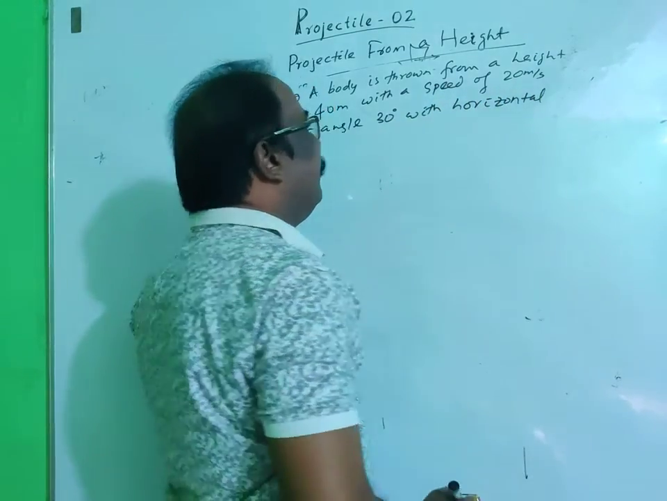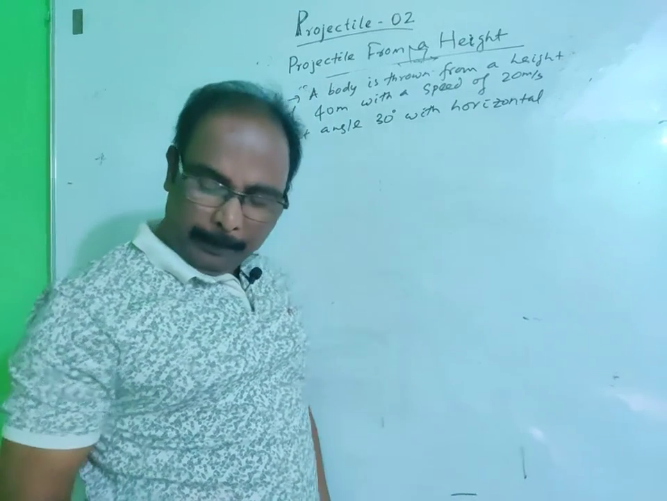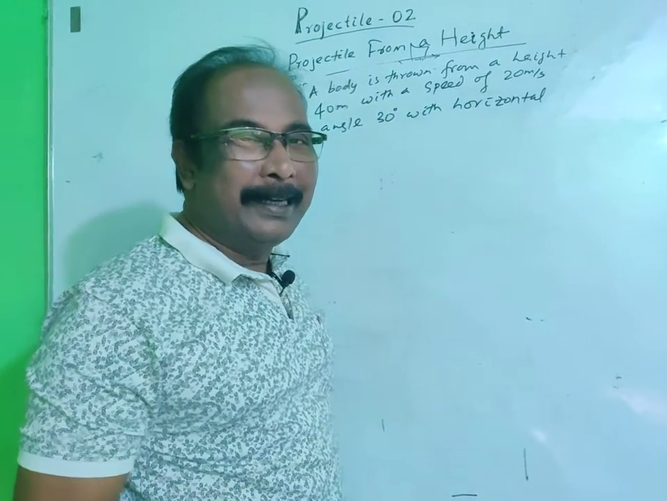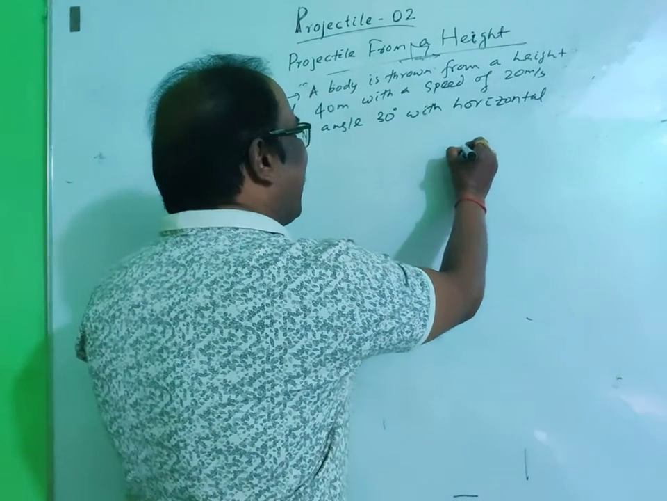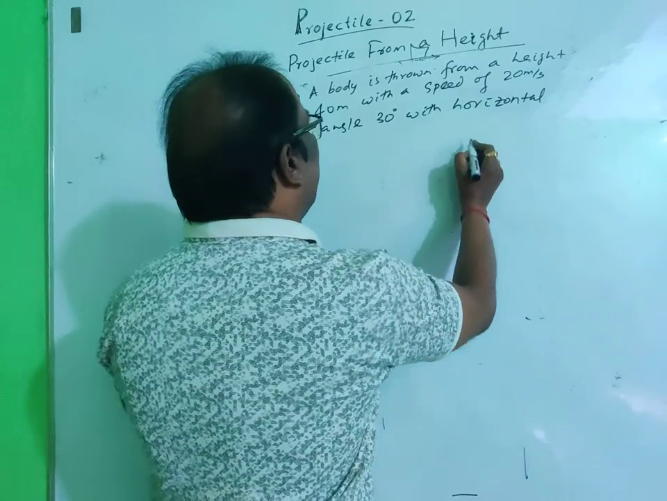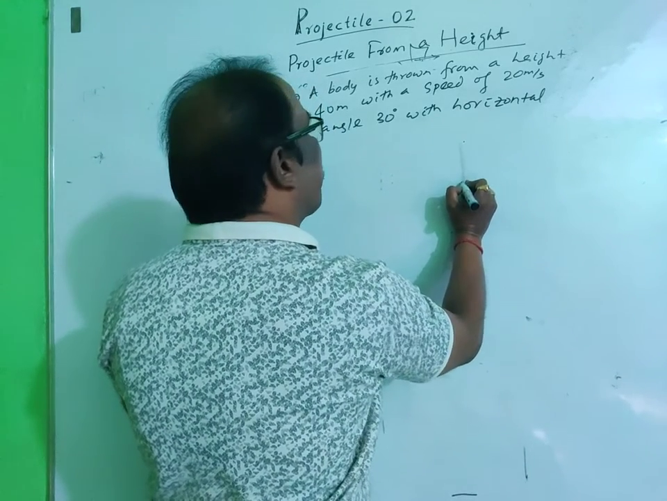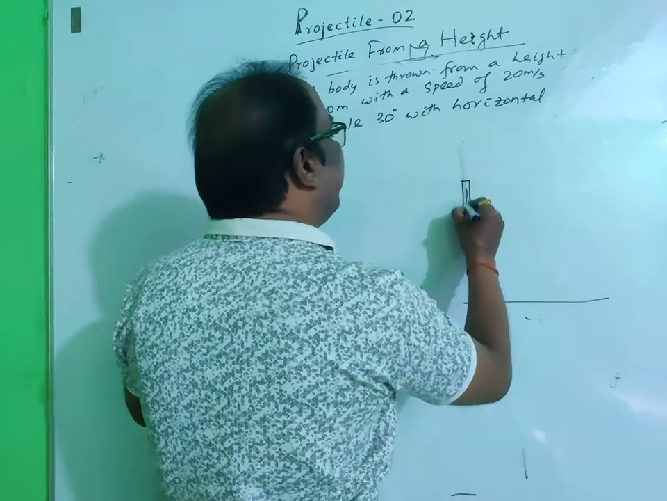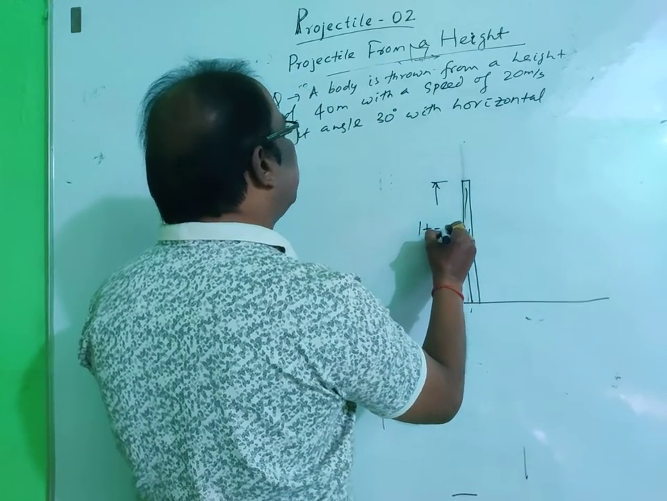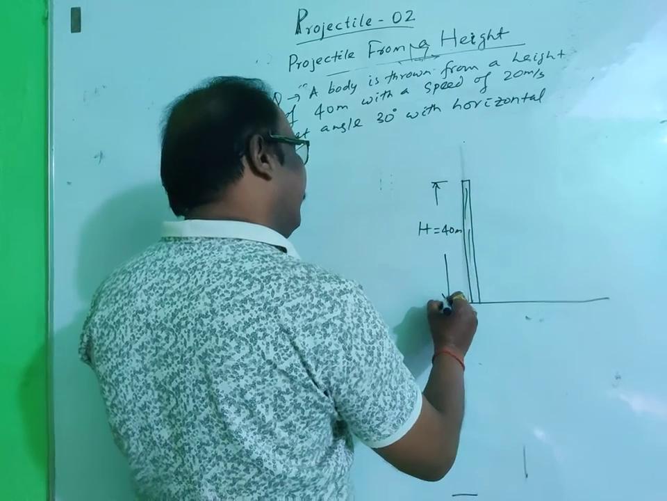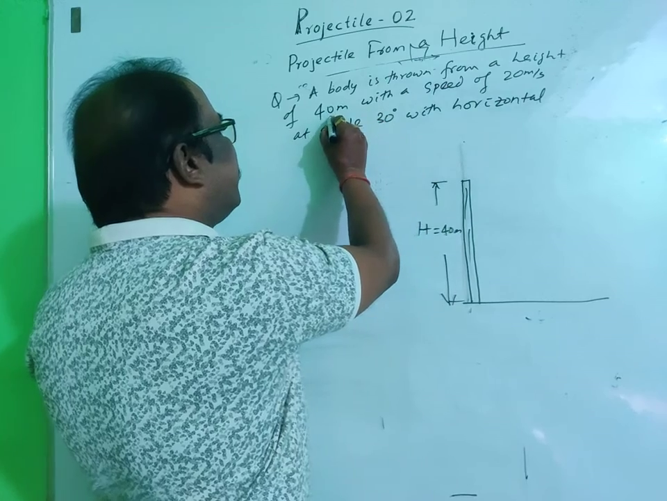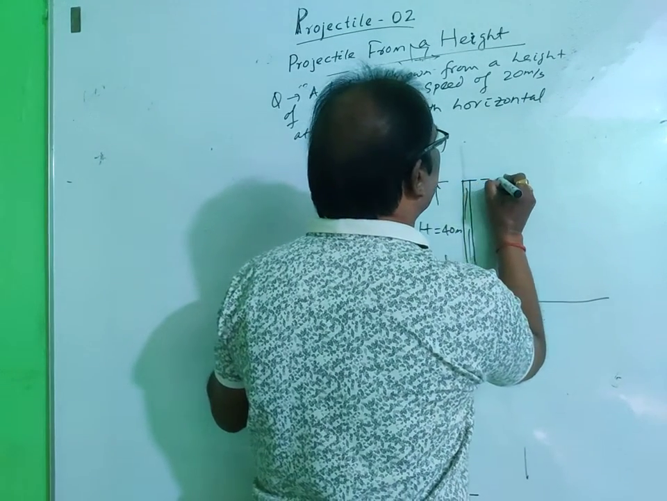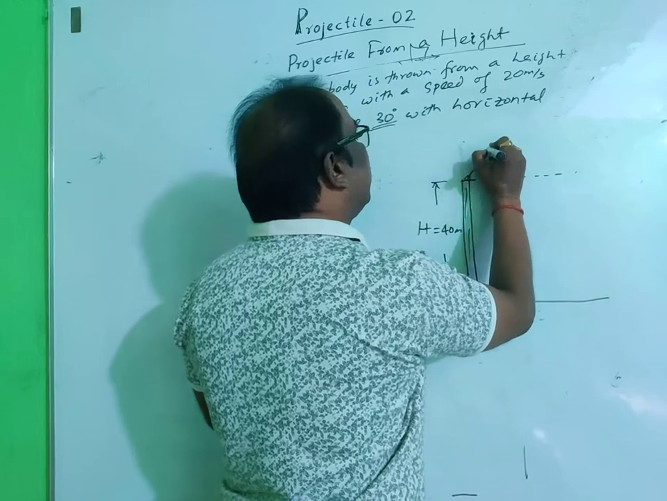Then different points may be asked. Whatever may be asked, I am discussing with you the possibilities of asking. A body is thrown from a height. Let's take this is a tower, and this is the height of the tower, H is equal to 40 meter. A body is thrown from the height of 40 meter with a speed 20 meter per second at an angle 30 degree with the horizontal. This is the horizontal direction. The body is thrown like this.